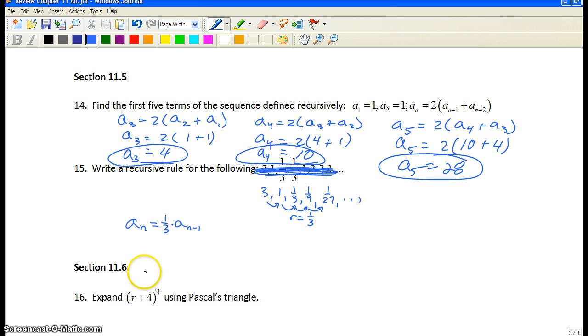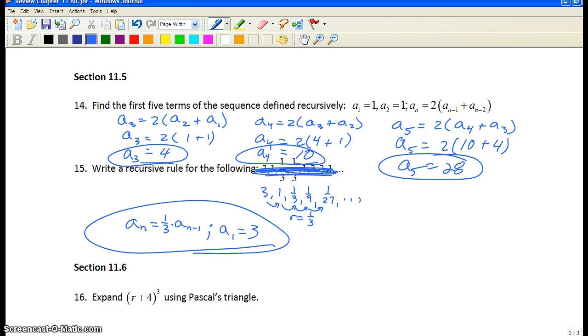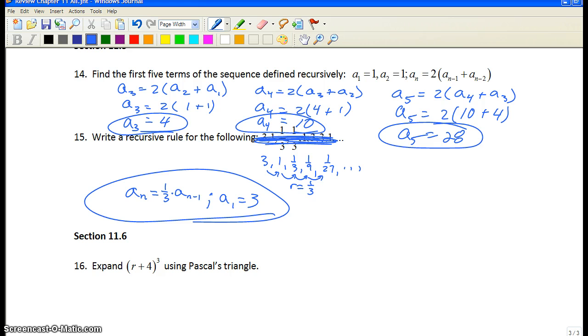So that's going to be the recursive rule, the recursive definition, but we need to specify the starting value of the sequence. Because if we don't specify that the starting value is 3, what happens if the starting value was 2? Then we would get 2, 2/3, 2/9, 2/27. You see the pattern. It depends on the start value here.